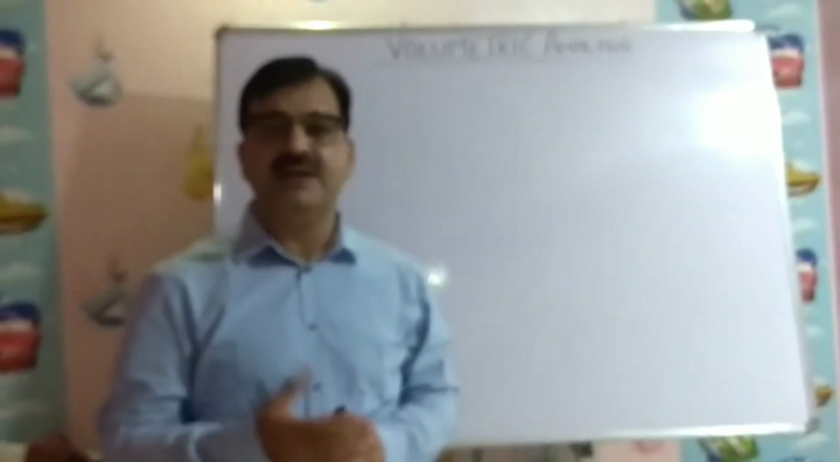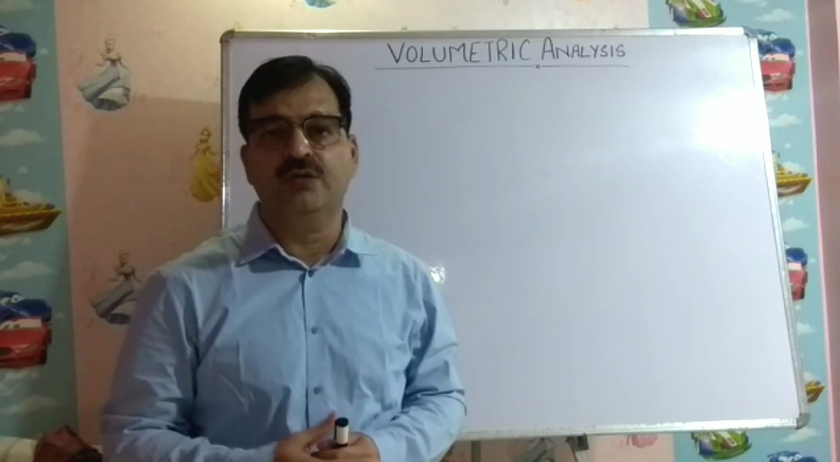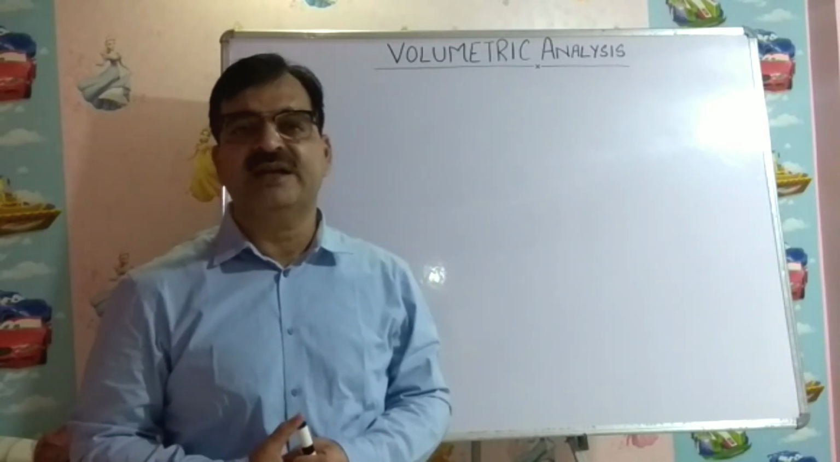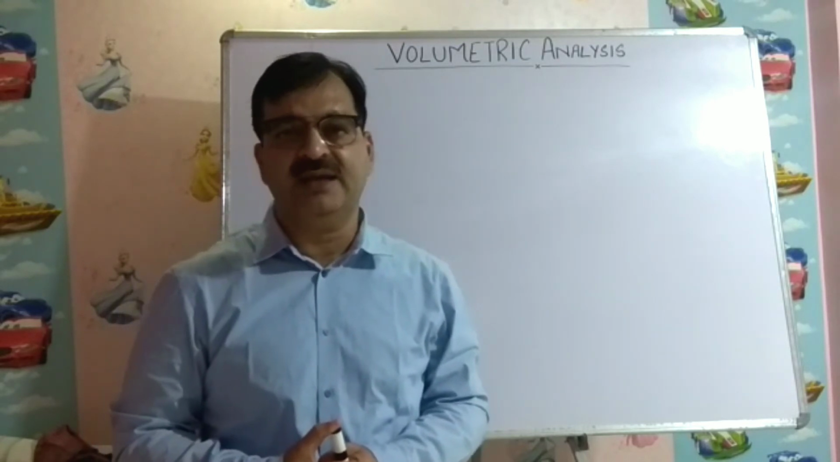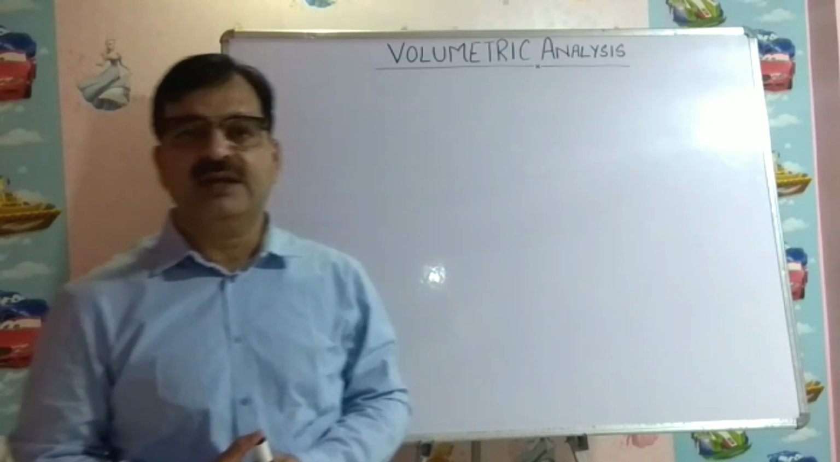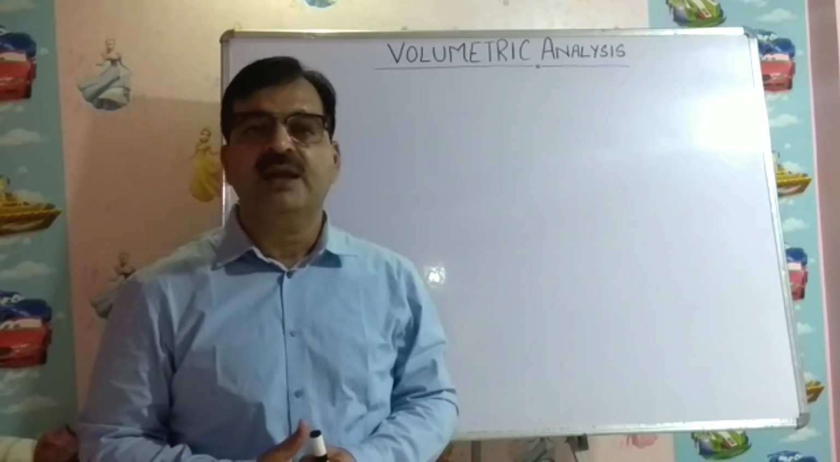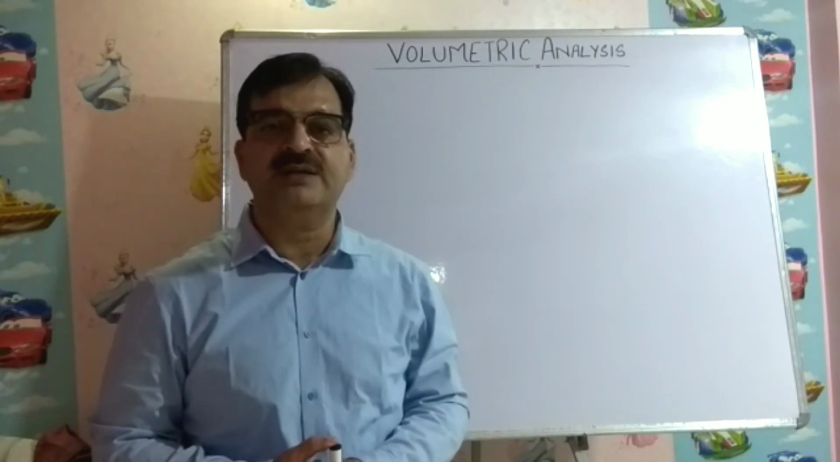Suppose we have a binary solution, meaning it has only two components, that is solute and solvent. Generally, solute is represented by B and solvent is represented by A. When we have a ternary solution, we have three components in the solution. If we have a quaternary solution, then we have four components.